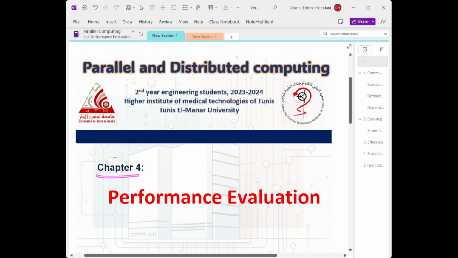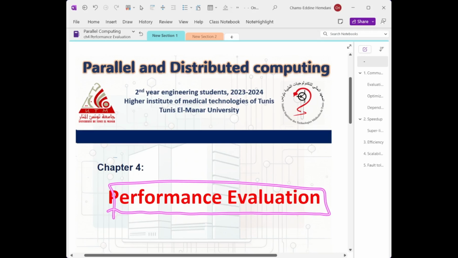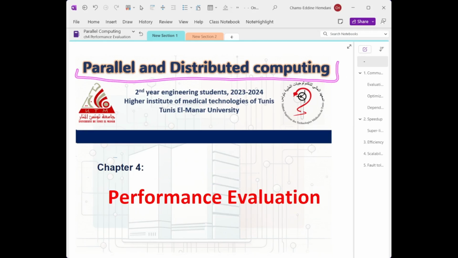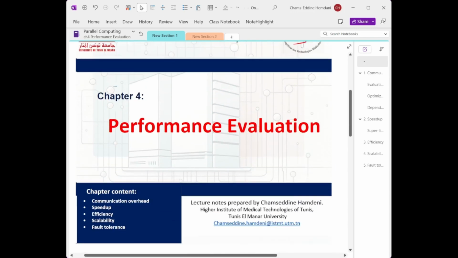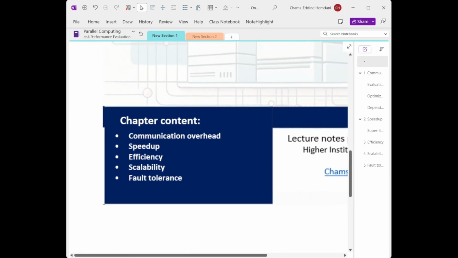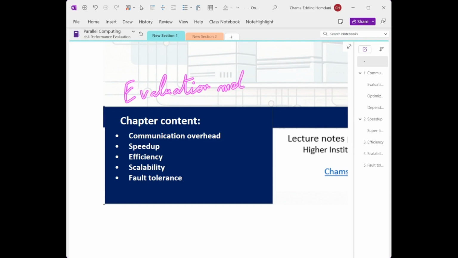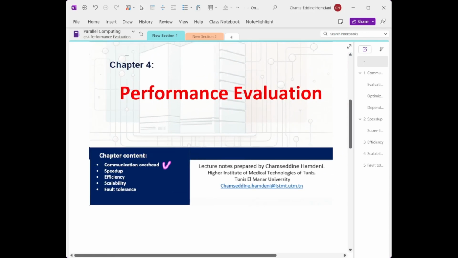This is chapter 4, performance evaluation, in the subject parallel and distributed computing for second year engineering students in the Higher Institute of Medical Technologies of Tunis. In this chapter, we will talk about some evaluation metrics to evaluate parallel systems. Mainly, we will talk about communication overhead, speed up or acceleration, efficiency, scalability, and fault tolerance. So let's start with the communication overhead.